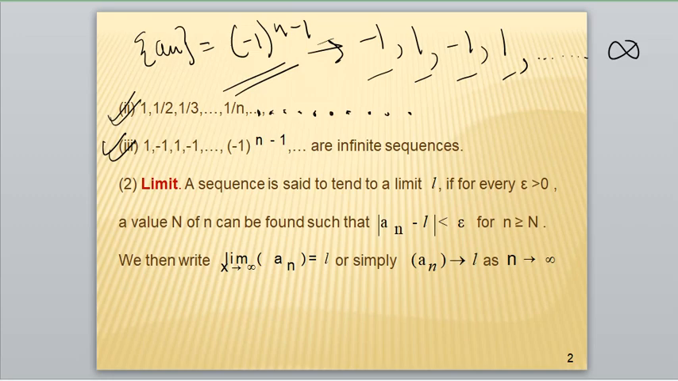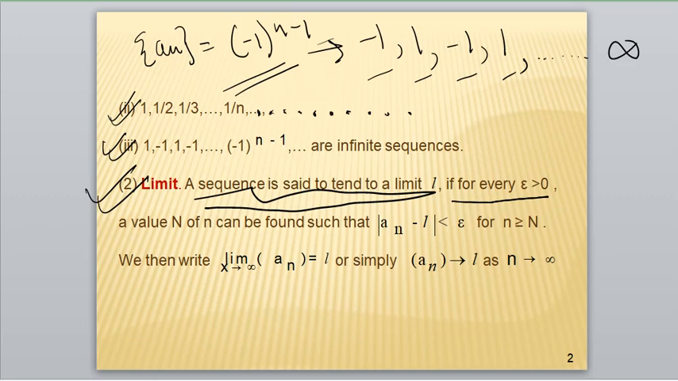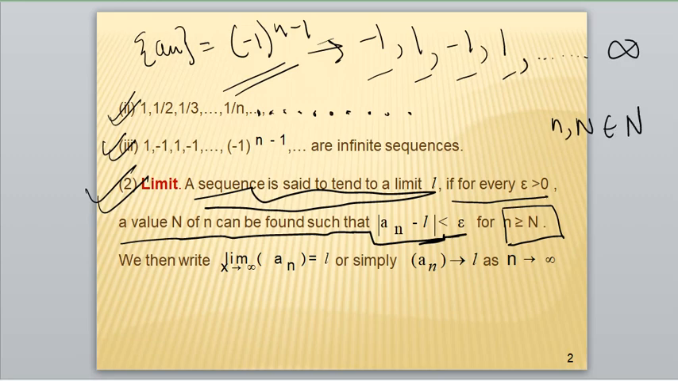Let's go on and understand the limit of a sequence. A sequence is said to tend to a limit L if for every epsilon greater than 0, a value of small n can be found such that the modulus of an minus L is less than the epsilon you had chosen, where small n is greater than or equal to capital N, and both n and capital N belong to natural numbers.